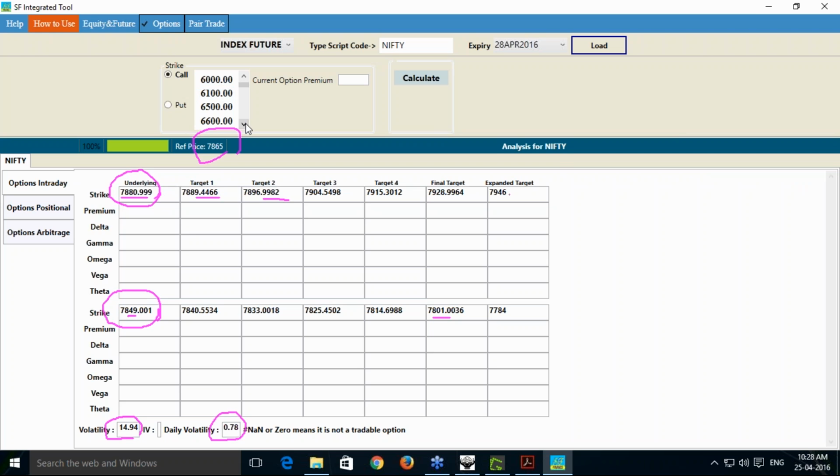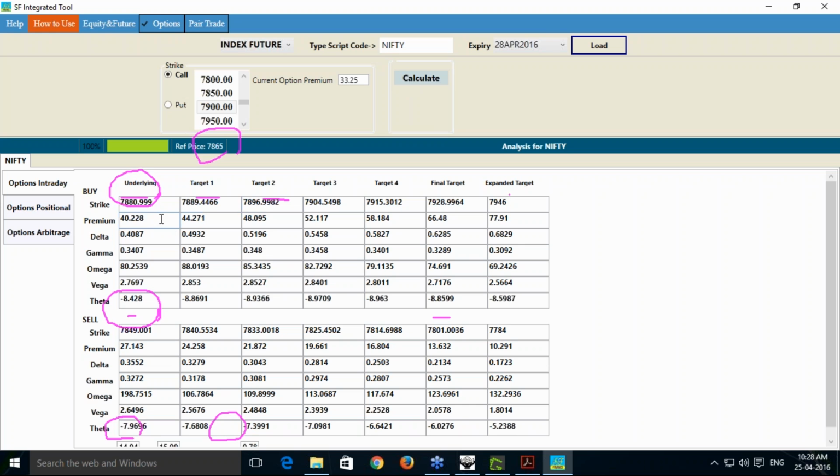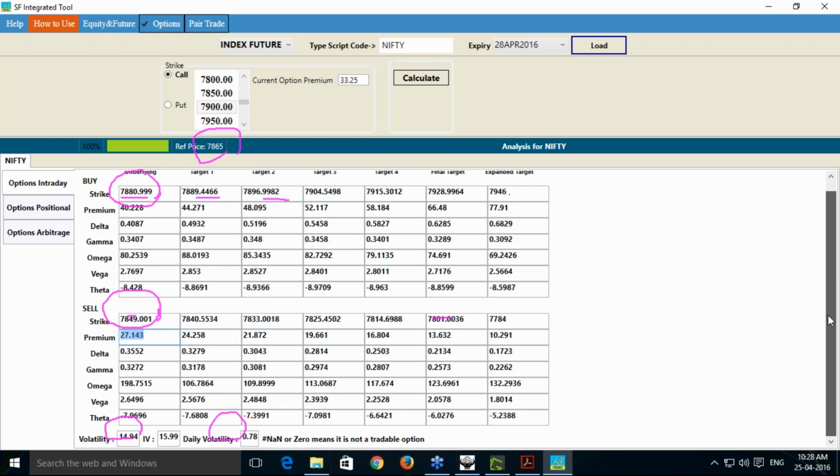What premium should you buy and what premium is it trading at now? The 7900 call option is trading at 33 rupees. So buy around 40, keep a stop loss at 27, and these are the targets you can get. IV is 15.99. This is how you can trade in that.